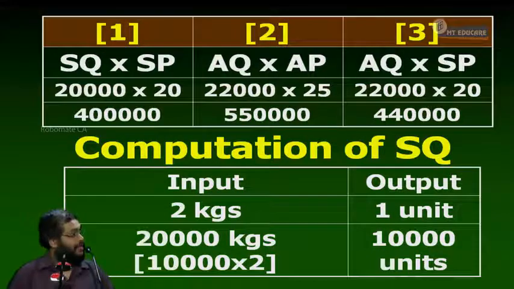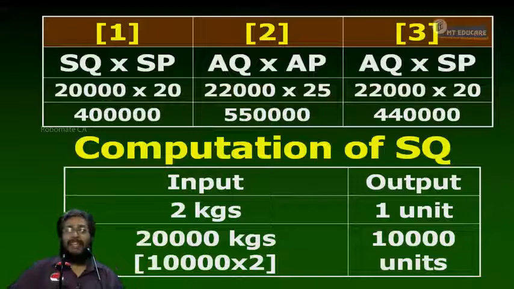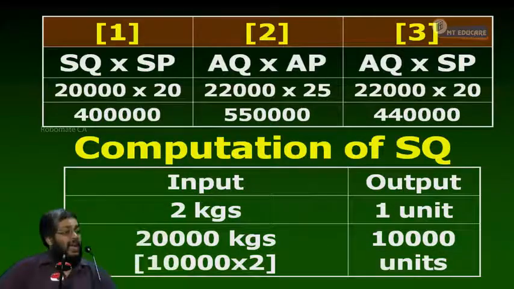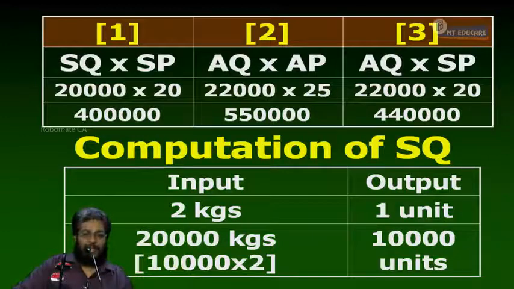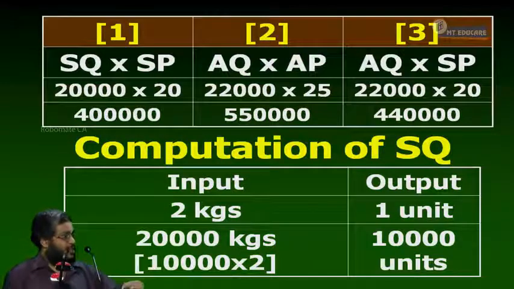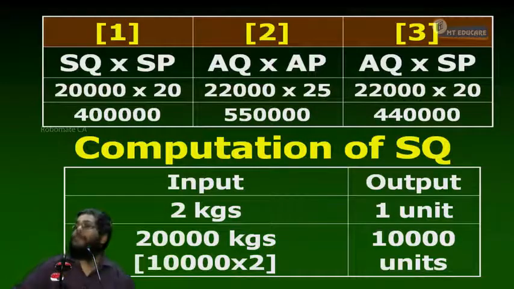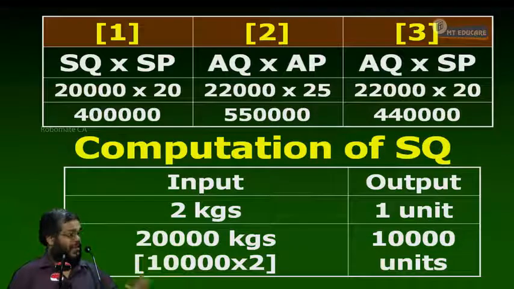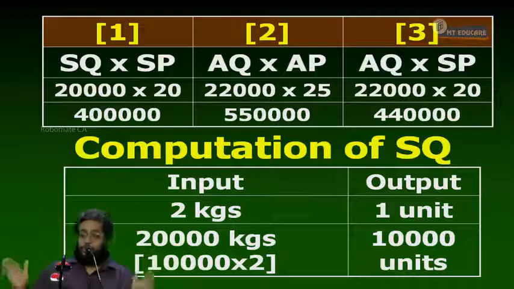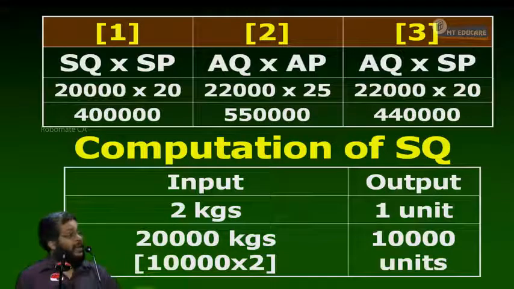The question that arises is, is this spending okay or not? Is it overspending, underspending or correctly spent? Everybody, are you following the question? I have spent 5,50,000. The next question is, how much should I have spent to produce these 10,000 units?